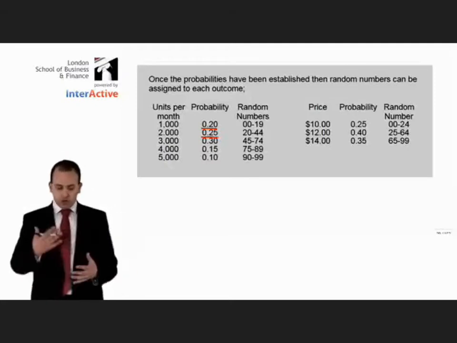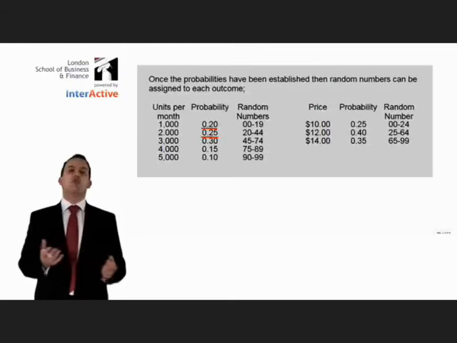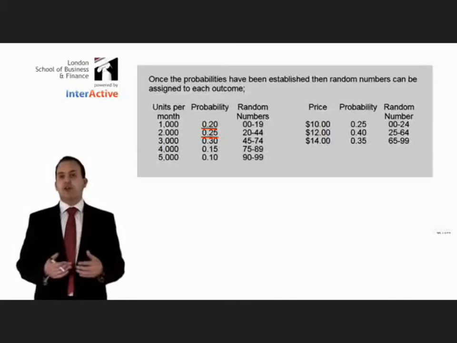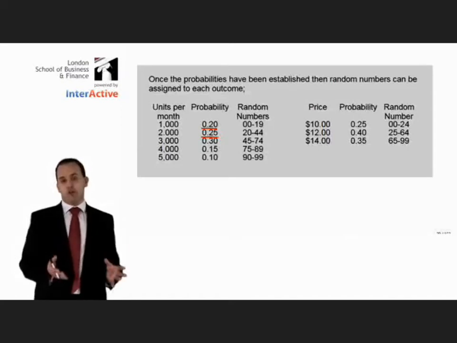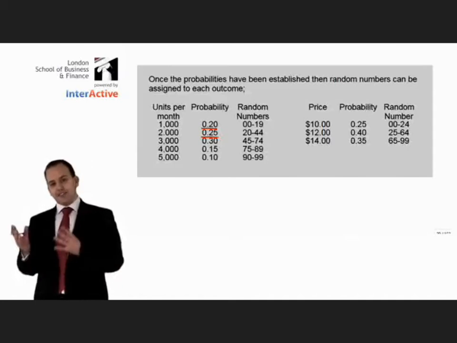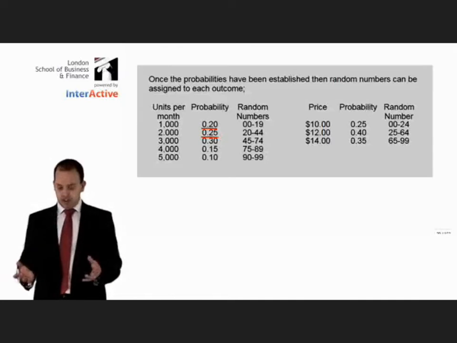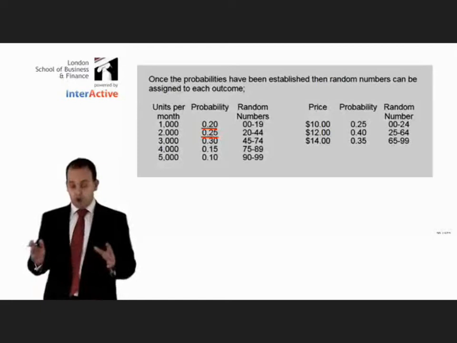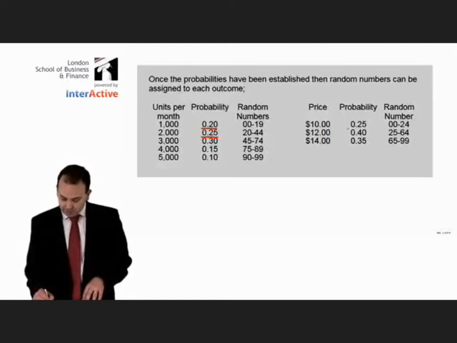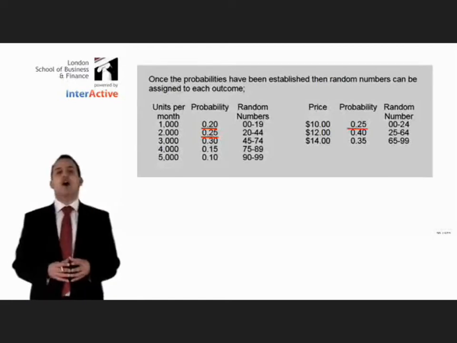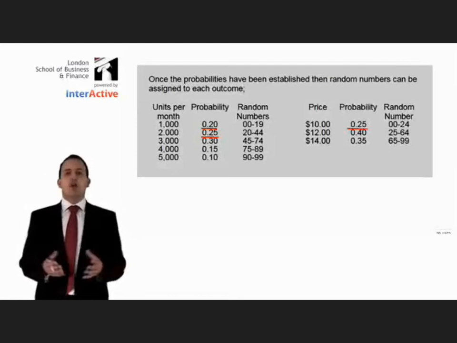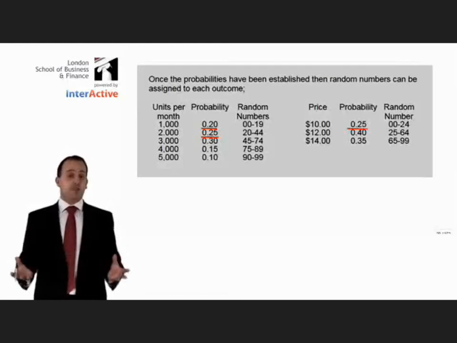And then we're going to repeat that process all the way through on all of those outcomes until we've allocated all 100 numbers. We're then going to do exactly the same thing on sales, on price, and what we're going to have here is a probability of 0.25 for a price of 10, which means that that accounts for 25% of all the events.